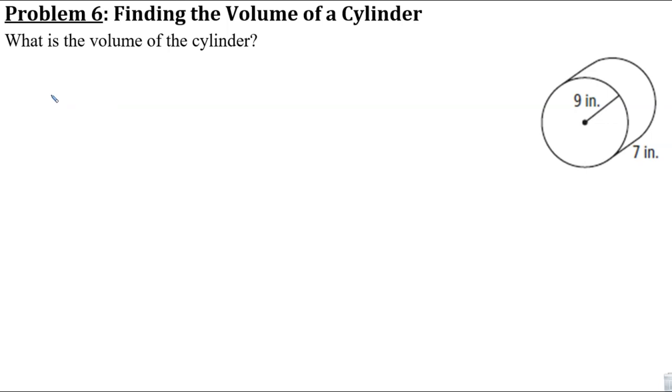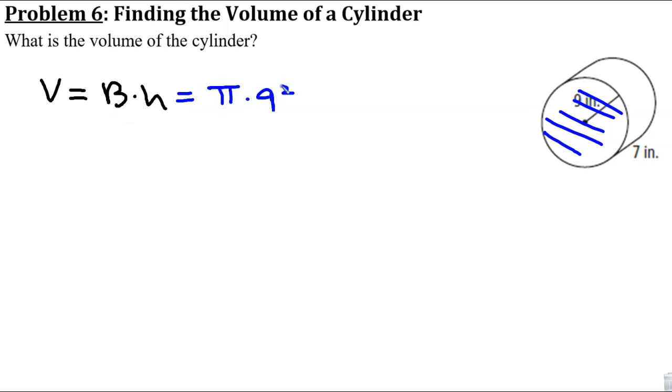In problem 6, we're looking at the volume of a cylinder. We just said volume of a prism or cylinder is the area of the base times the height of the cylinder in this case. So we want the area of the circle on the front of this. The radius is 9. Area of a circle is pi times radius squared, so we'll say pi times 9 squared. And we'll multiply that by the height, this 7 here.